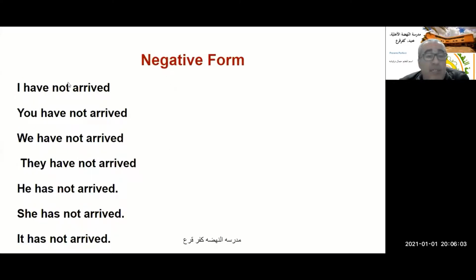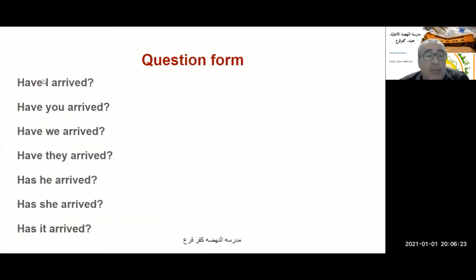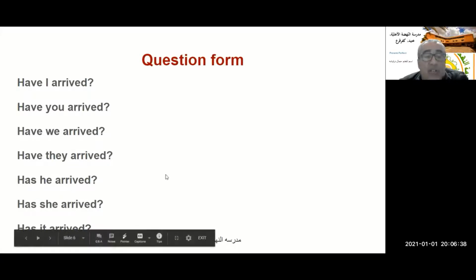The negative form, we simply add not after have or has and before verb 3. I have not arrived, you have not arrived, we have not arrived. You can also say we haven't arrived, they have not arrived, he, she, it hasn't arrived. The question form, we simply put have or has at the beginning, then the subject, then verb 3, and we end it with a question mark. Have I arrived? Have you arrived? Have we arrived? Have they arrived? Has he or she or it arrived?